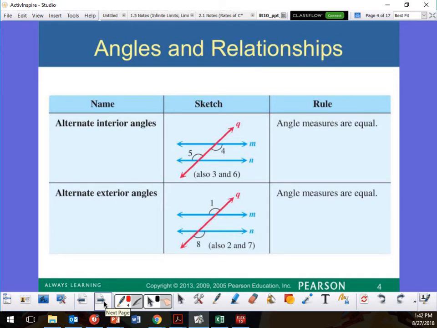Now, alternate interior angles. They should be 4 and 5, also, and this goes back to the previous diagram. The angle measures are equal, so when I'm solving, I set them equal to each other. Alternate exterior angles, again, are congruent. And when I'm solving, I set them equal to each other.